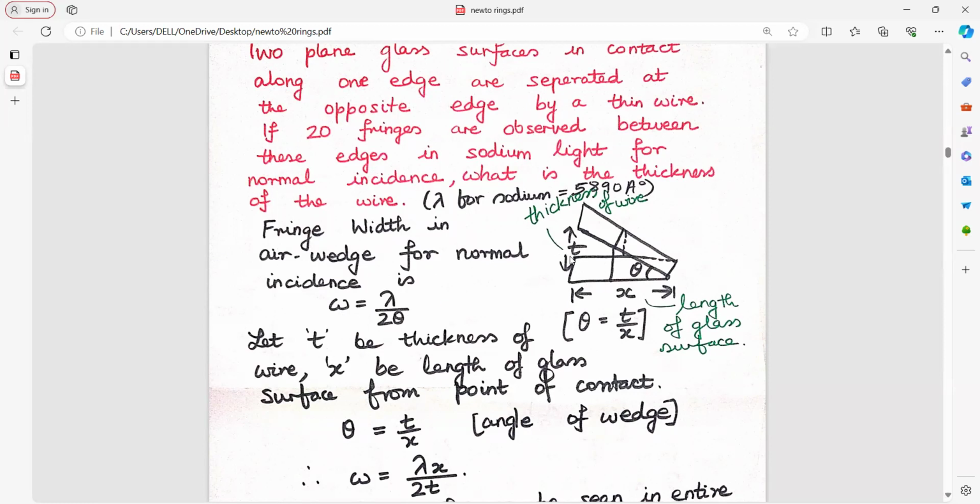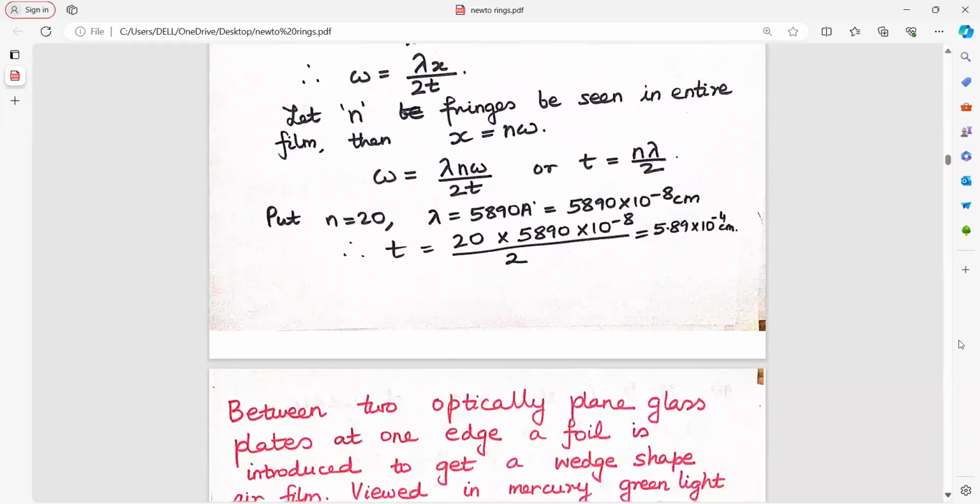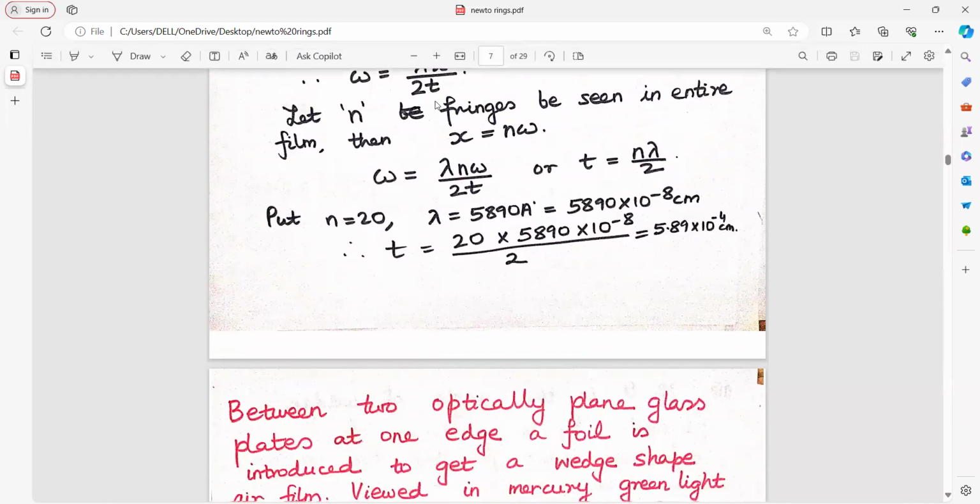Let T be the thickness of the wire, X be the length of glass surface at point of contact. So simple angle, or you can even say tan theta is perpendicular upon base, and assume tan theta is approximately equal to theta, or angle is arc upon radius. So you get T upon X. Putting these values in the formula of omega, let n fringes be seen in the entire film. Then X is equal to n omega. Simply put here in value of omega, you get your answer. You change angstrom into centimeter and you get the answer.